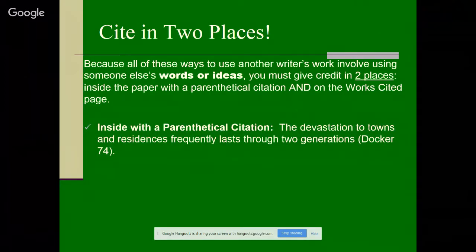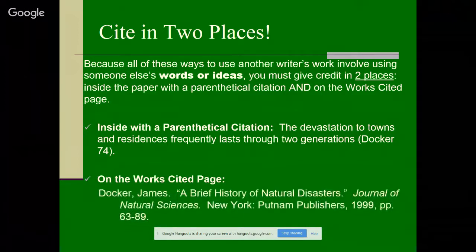The devastation to towns and residences frequently lasts through 2 generations. Docker 74. Docker would be the author, 74 would be the page number. Notice there's no comma in between Docker and 74. The period goes after the parentheses, not before. But also you need to cite on the works cited page. Here's an example using the MLA 8th edition.